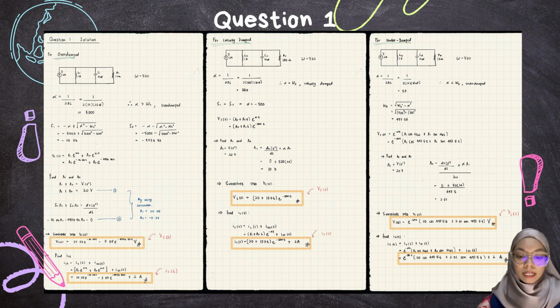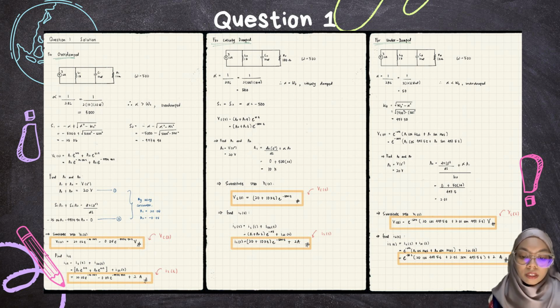For the critically damped circuit, we change the value of R to 100 ohm, so that the alpha we have is 500, which is equal to the given omega, that can be defined as critically damped. Then S1 and S2 are equal to negative alpha, which is negative 500. And the formula for VCT for critically damped is A2 plus A1t e to the power of negative alpha t.